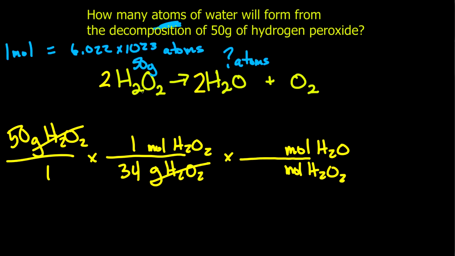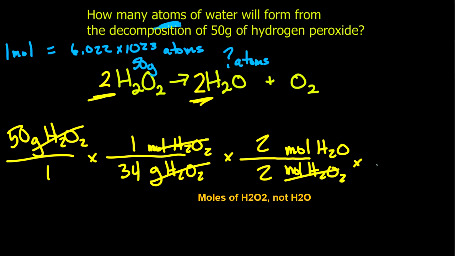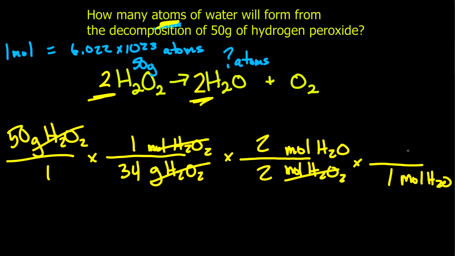Alright, so let's continue on. So for every two hydrogen peroxides, there will be two waters. So two hydrogen peroxide for every two waters. So that'll cancel out my moles of H2O. Then I need to take moles to atoms. I want atoms, remember, I want atoms. So moles of H2O on bottom. So 1 mole of H2O is how many atoms? We said 1 mole is 6.022 times 10 to the 23rd.